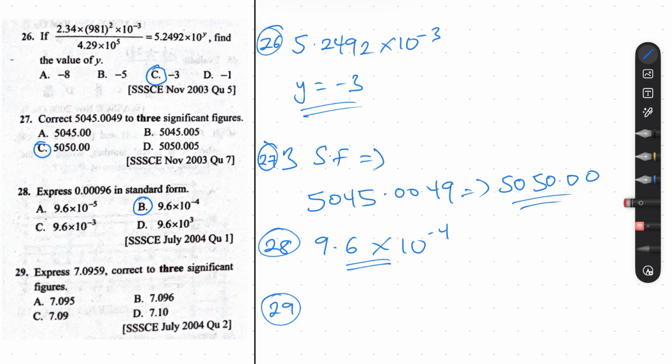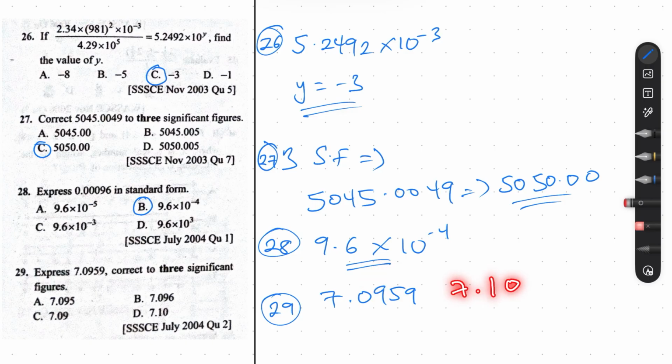So what you need to do is count 3 significant figures starting from 7. Let's write it down: 7.0959 to 3 significant figures. So let's count. 1, 2, 3. 3 significant figures. So we stop at where? After 9. But the value after 9 is 5. So we need to round it plus 1.